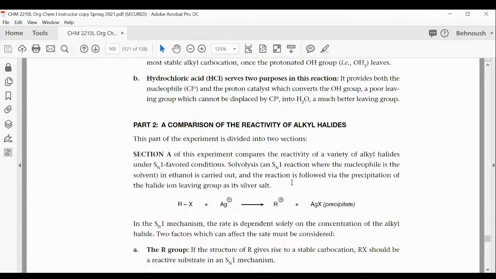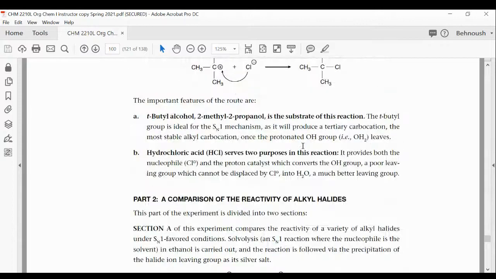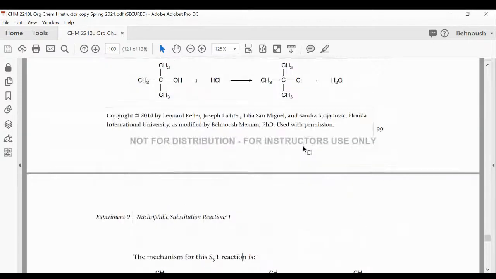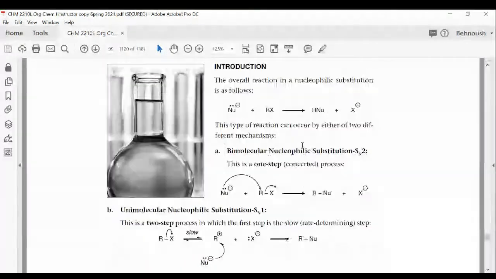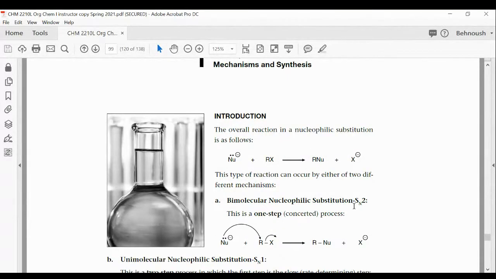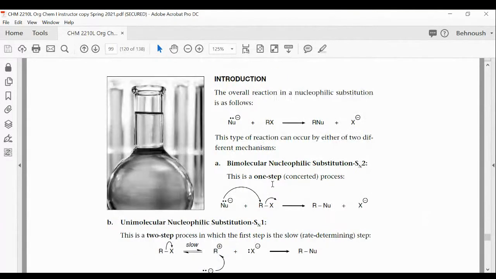Okay, and for part 1 is the synthesis. Part 2 is the comparison of the reactions. So in part 2 of the reactions, we are going to look for comparison.